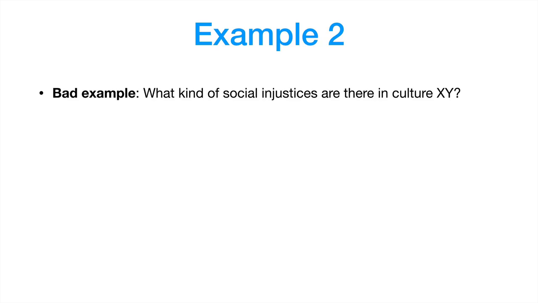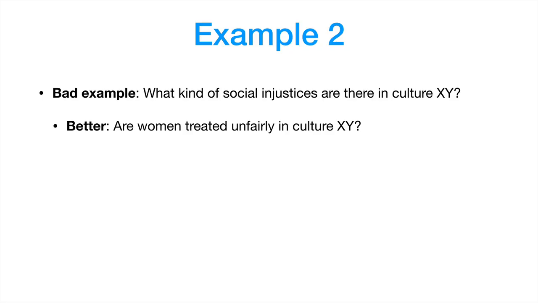Now let's go through another example. And let's use as a bad example, what kind of social injustices are there in culture XY? Now this is very vague because what do we mean by social injustices? That's a very general category, so what exactly do we mean by that? And so a better example would be, are women treated unfairly in culture XY?